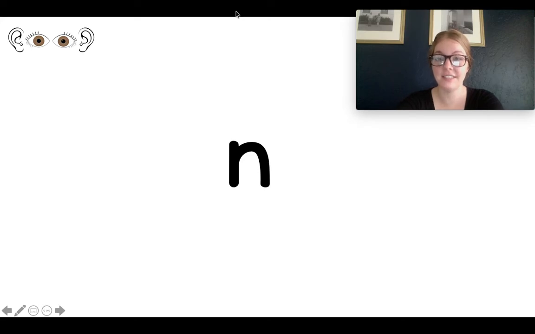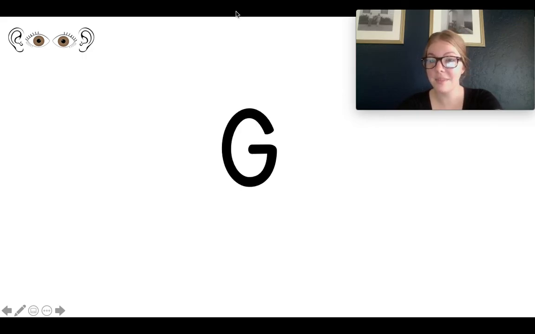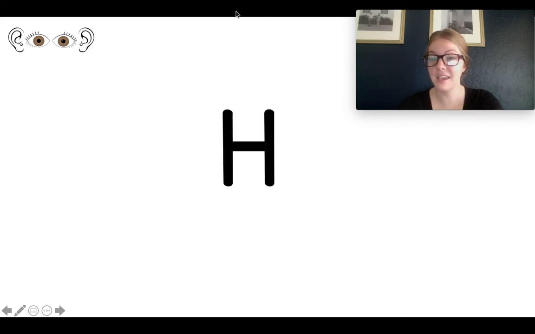I'm thinking of the sound for the letter N. Letter N says nn. I'm thinking of the sound for the letter J. The letter J says j, j. I'm thinking of the sound for the letter G, g, g. I'm thinking of the sound for the letter H.